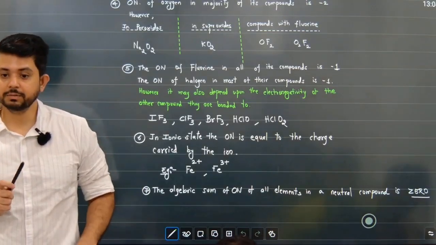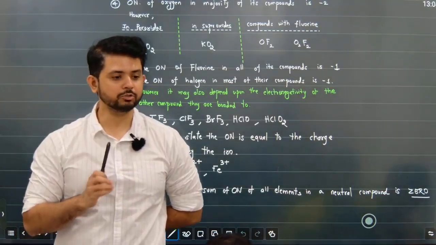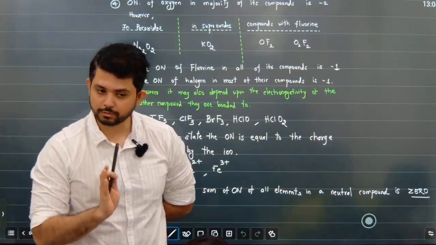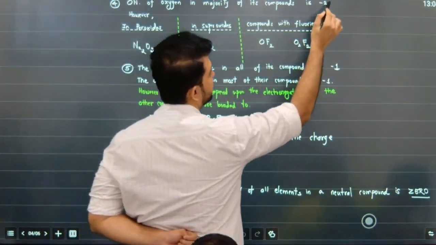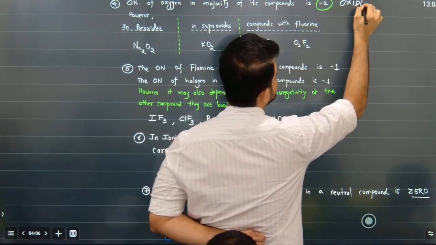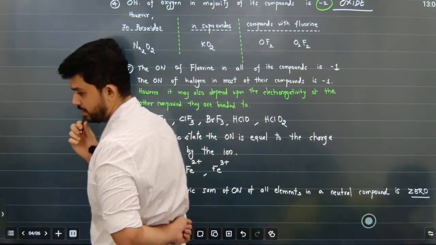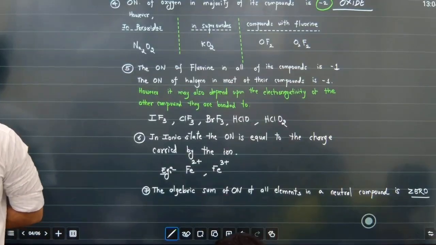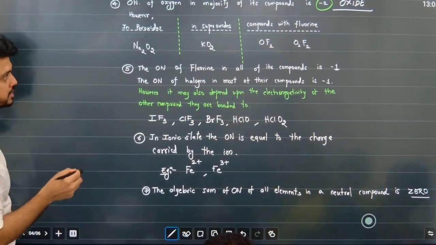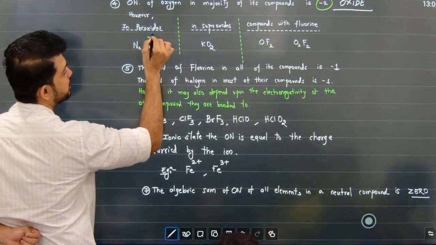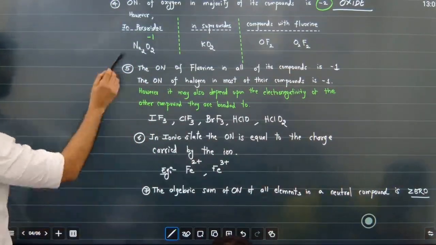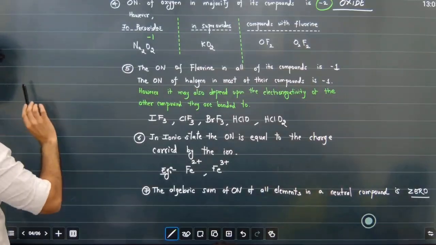The oxidation number of oxygen. Up to 10th standard we have studied this in detail. In oxides, the oxidation number of oxygen will always be -2, meaning basically oxide. But in case of peroxide, we just did H2O2. In case of peroxide, what will the charge on oxygen be? -1. So remember, in peroxide, the charge on oxygen is -1.